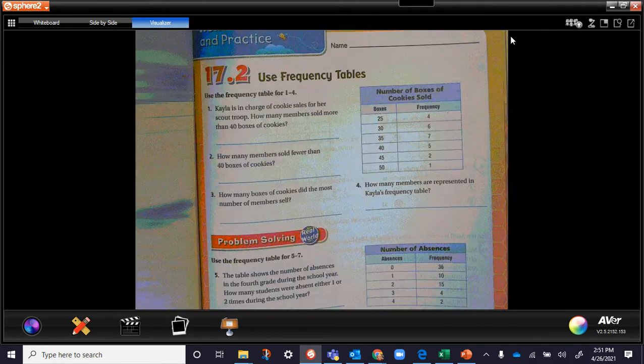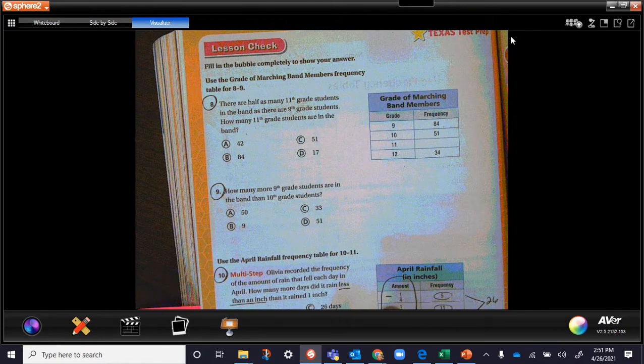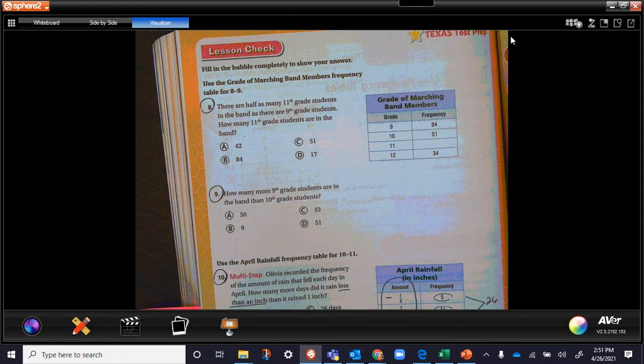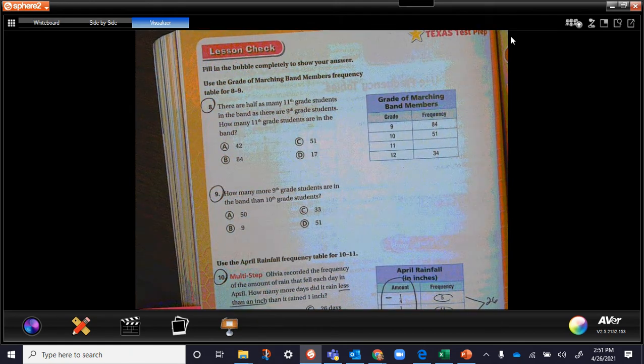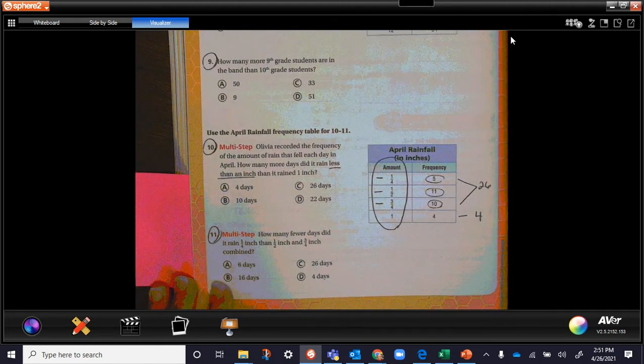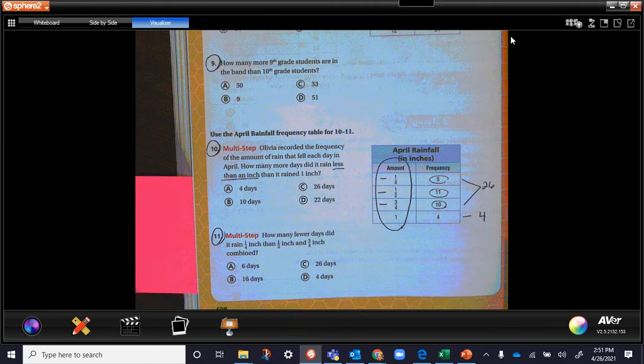Your independent work for this section is on page 608. And here, again, you're using the tables. The tables are already made for you. You just need to go interpret what they are. When you get down to these multi-step problems, be careful. You have to find the first amount, so there might be some combining you have to do.